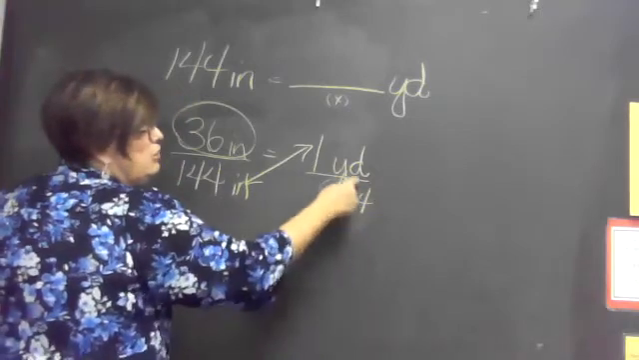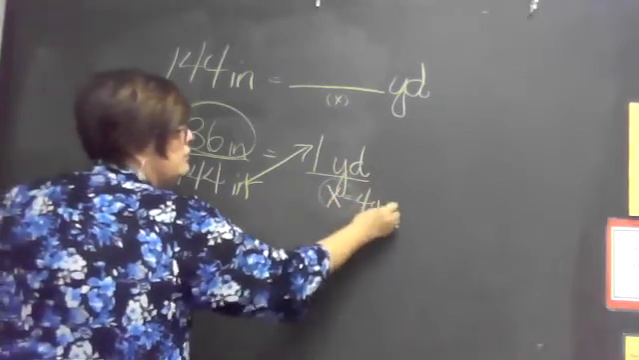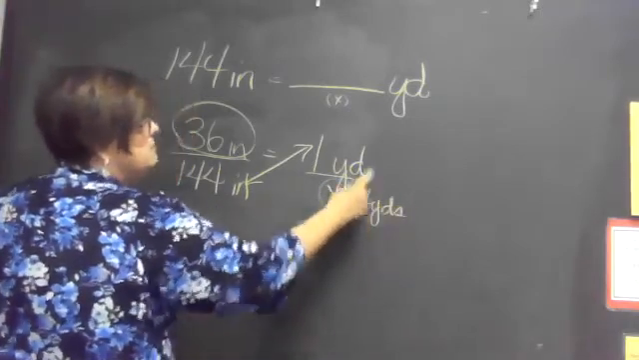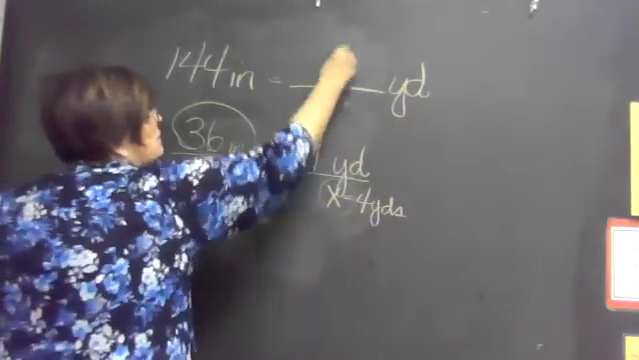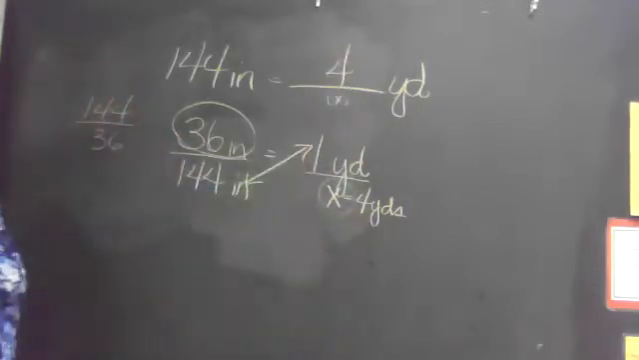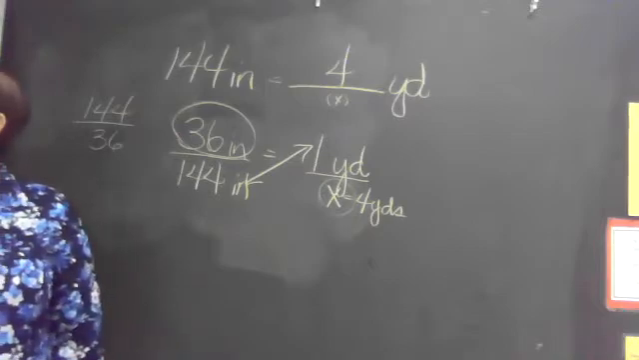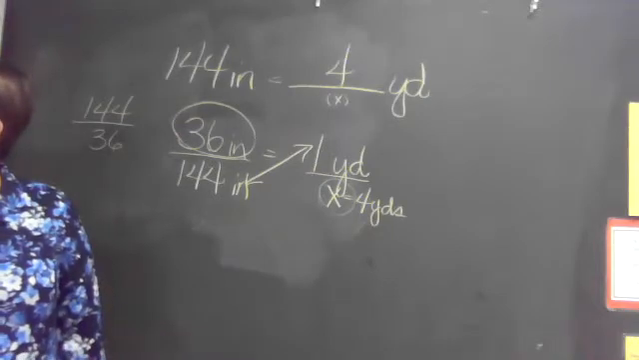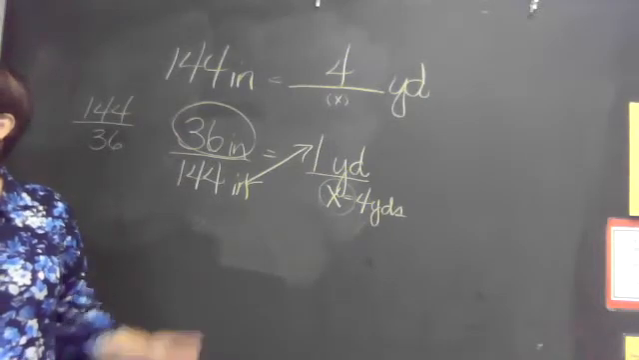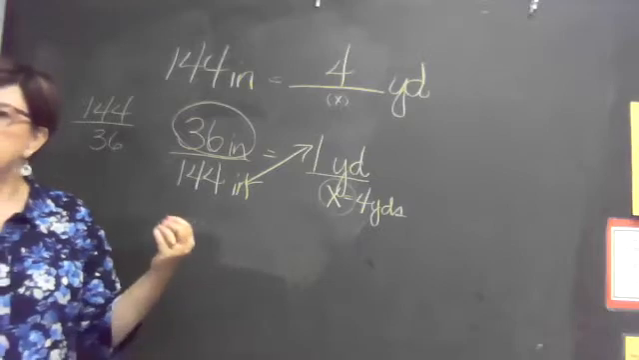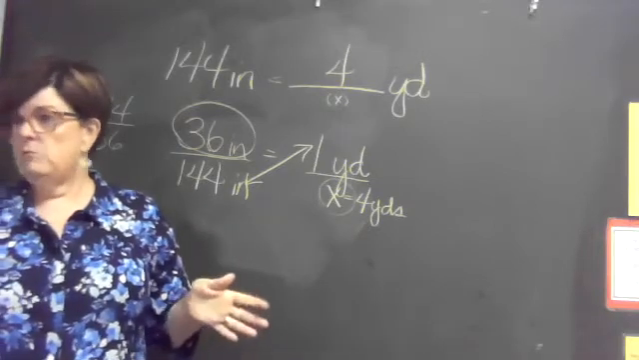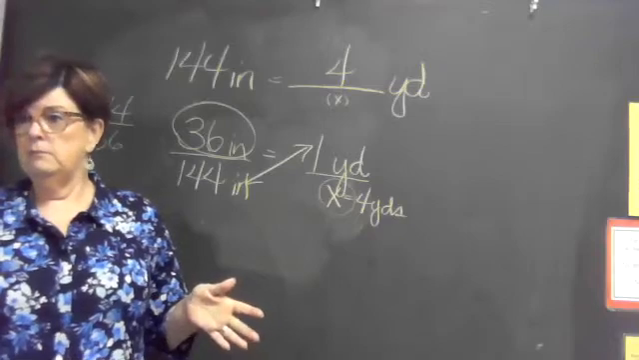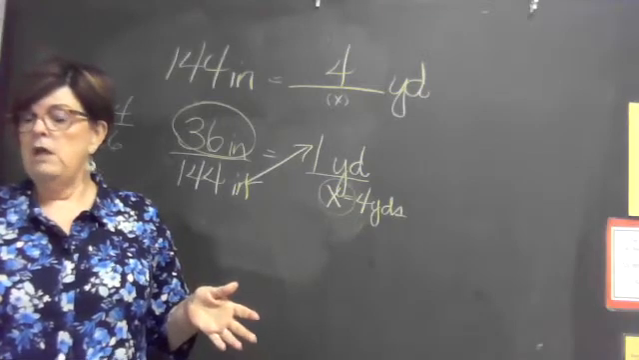Since it's in the yards column, it's 4 yards. This is our X. So 144 inches equals 4 yards. Do y'all see? Okay. That's a lot easier. It is better, isn't it? Because it's more analytical. It's steps you can count on. It's understandable.